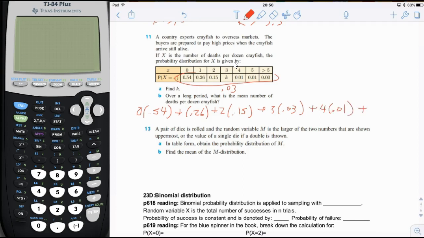Okay? So let's put this in the calculator, and then I'll tell you how much that is. I typed in all these terms. Let's add them all up. 0.74.